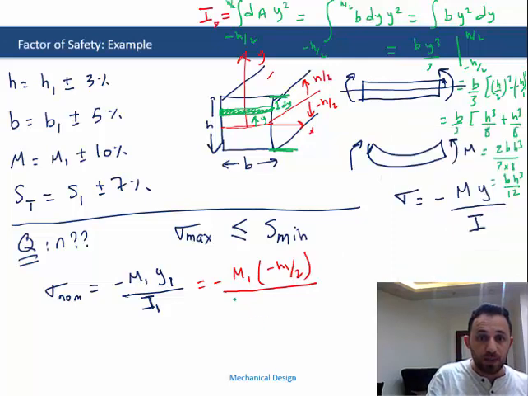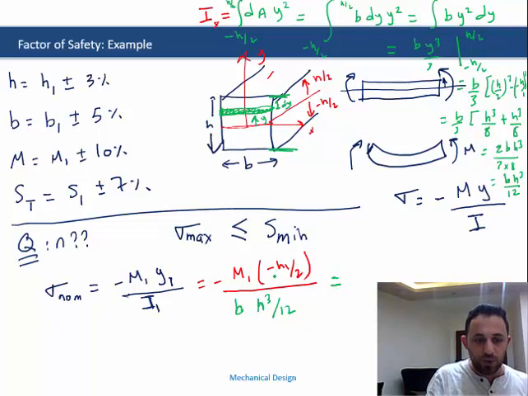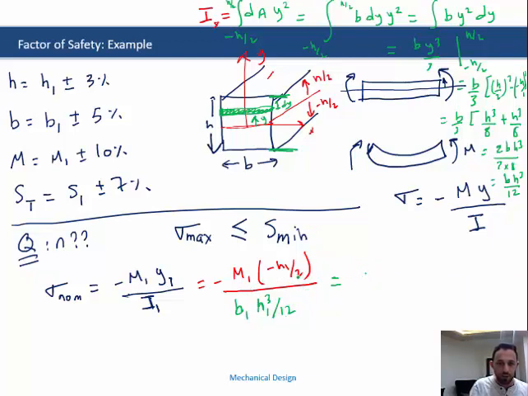So this would be ph cube over 12. So we have, of course, this is the nominal. We are using the nominal. All right. So we end up with 12 to 6, 1 over h1, will remain h1 square. So this is the nominal stress.